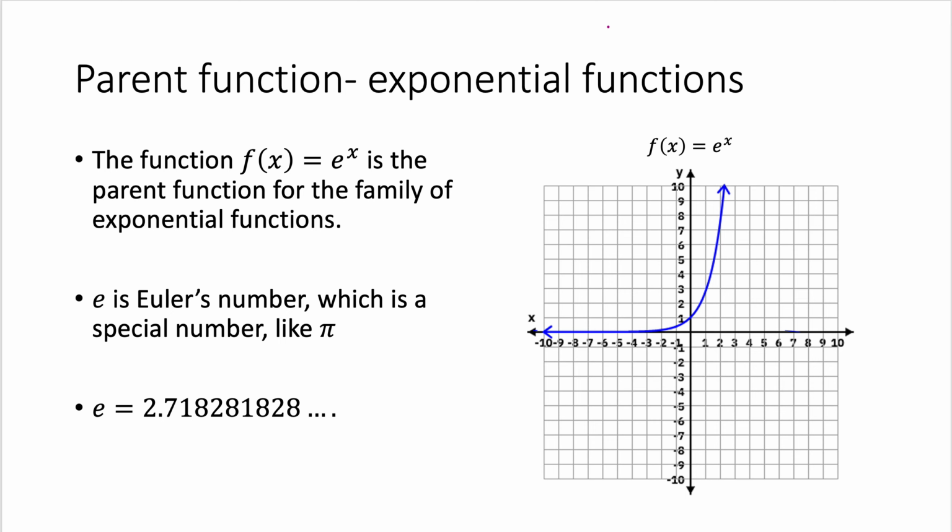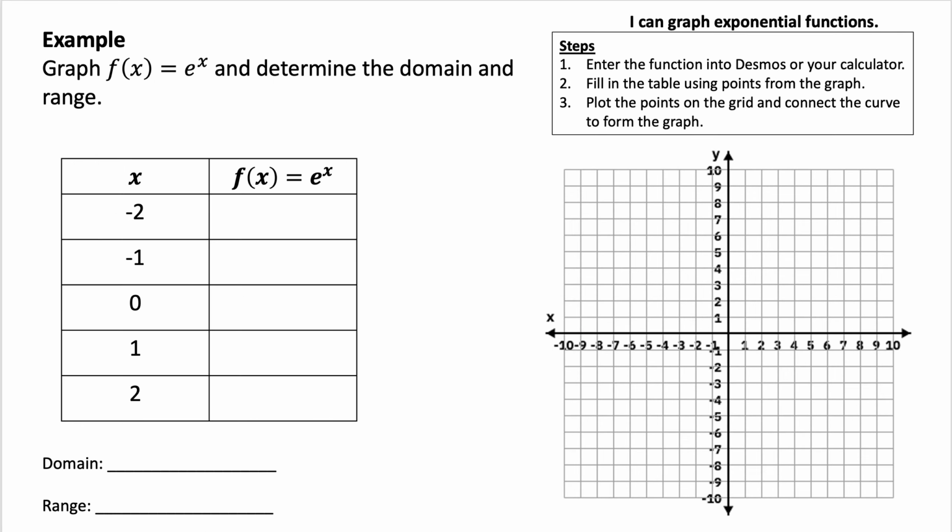So notice that this is the graph of f of x equals e to the x. So it is a function that's in the form y equals ab to the x. So that is why it has a horizontal asymptote here at the x-axis, which is y equals 0. And notice that the range values increase forever in the positive direction. So let's graph f of x equals e to the x, and let's determine the domain and range.